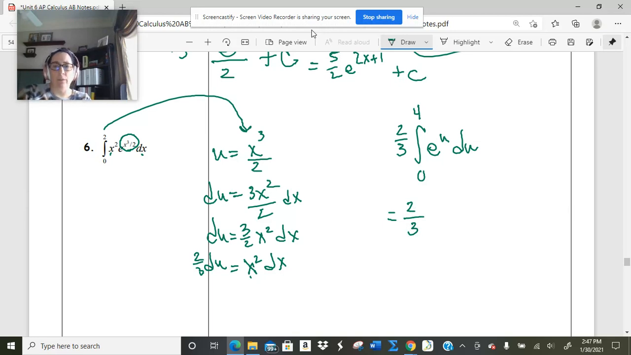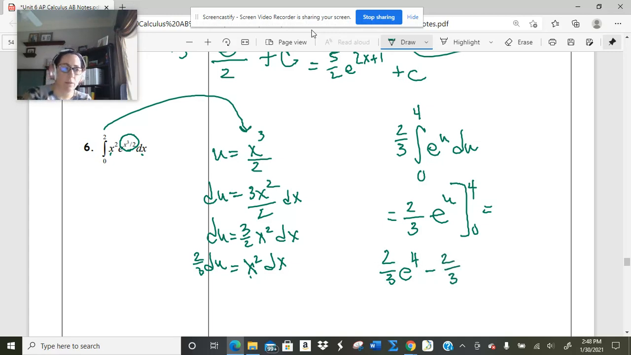The coefficient goes along for the ride. E to the u, e to the u, just like e to the x, e to the x, from 0 to 4. I changed my bounds, so I do not go back to my x. So now I can see that's 2/3 e to the 4th minus 2/3 e to the 0, which is 1.